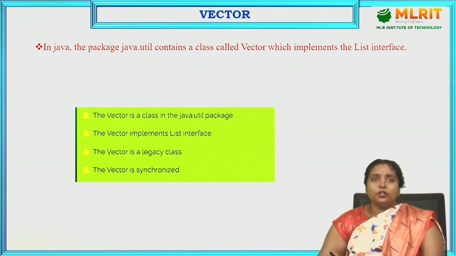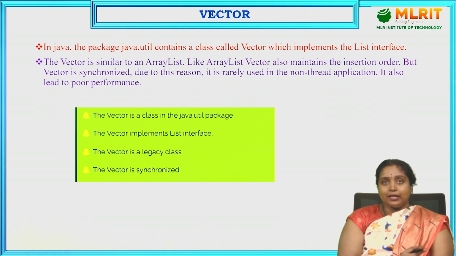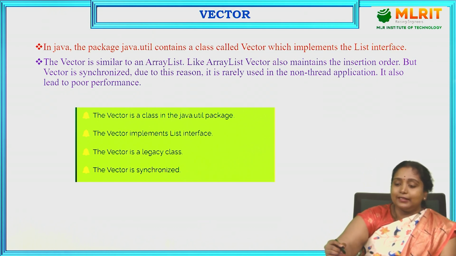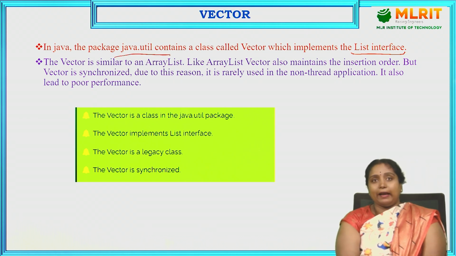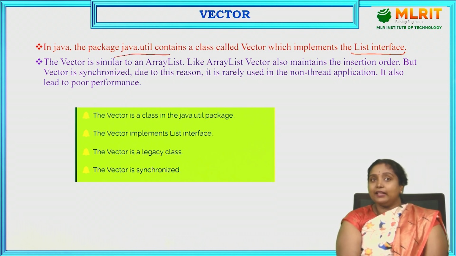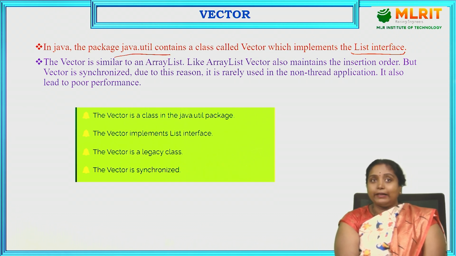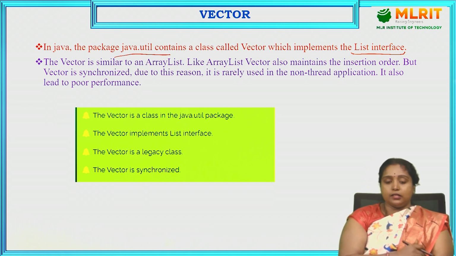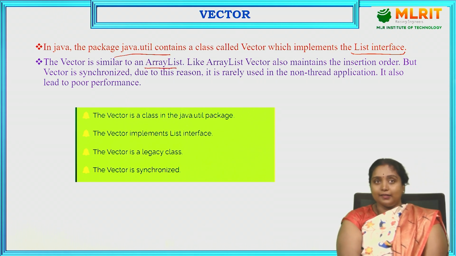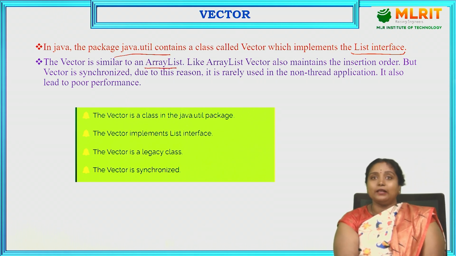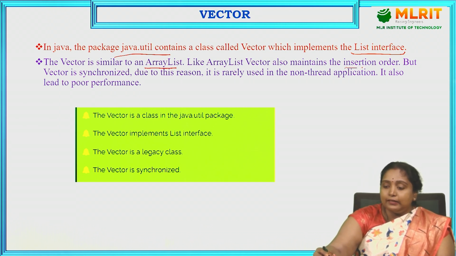So coming to the vector class. Vector is one of the classes which implements the List interface and which is present in the java.util package. As we have seen ArrayList in the last session, in the same way vector is similar to ArrayList. So what is ArrayList? It is used to create a dynamic array. In the same way, vector is used to create a dynamic array, and here it maintains the insertion order.